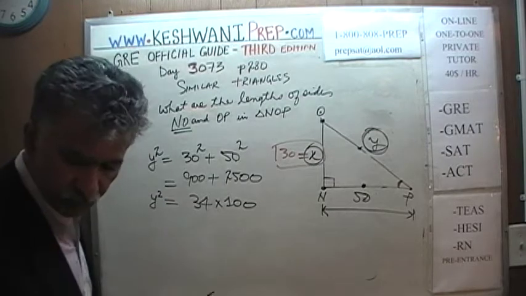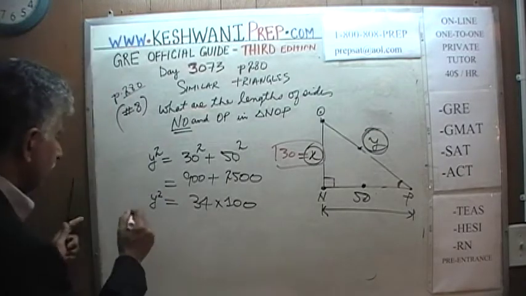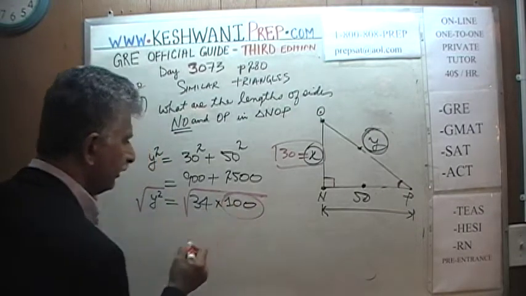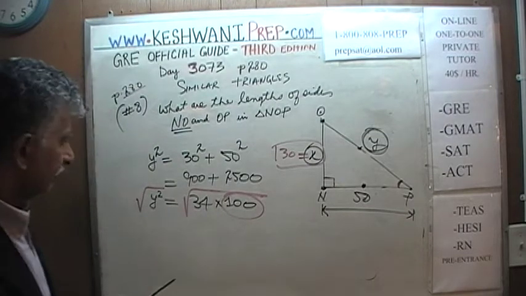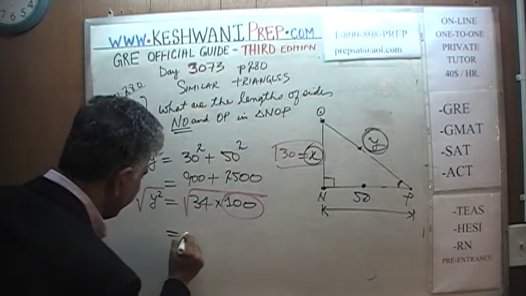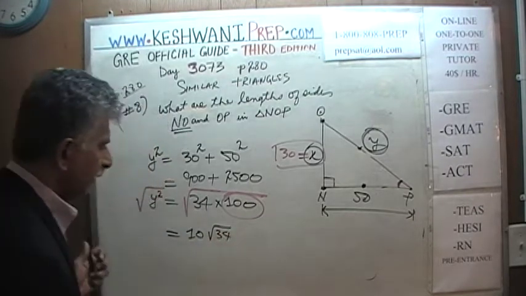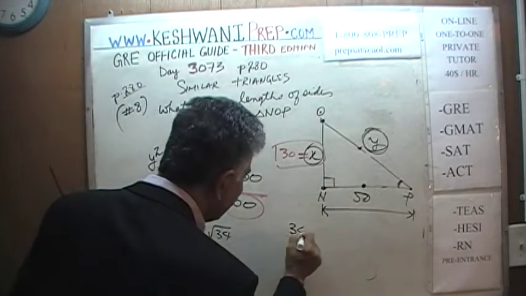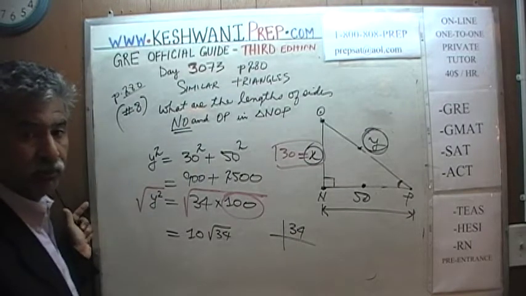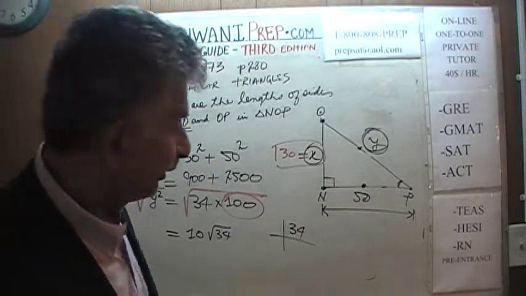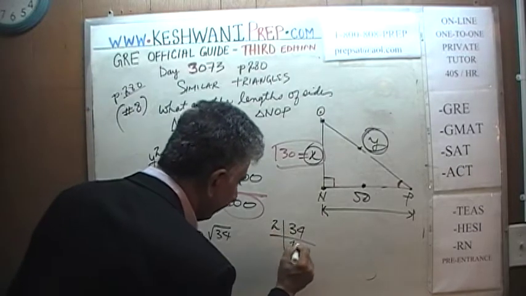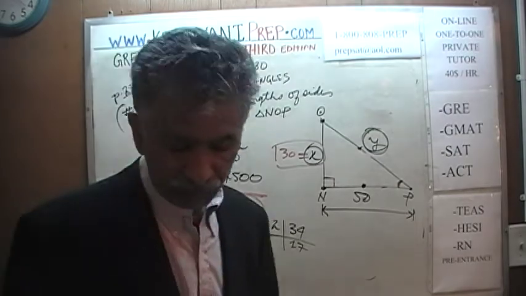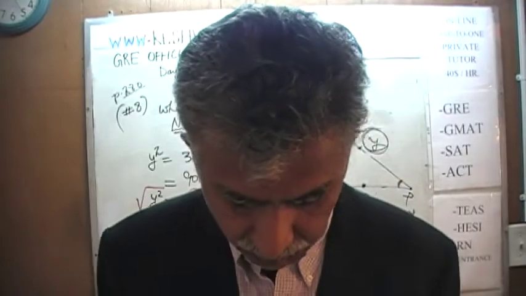We're not interested in finding Y squared. We're interested in finding Y. So let's take the square root of both sides. Now we know the square root of 100 is just 10, so we can bring out the 10 and keep the square root of 34. The square root of 34 will remain, because 34 is a product of two prime factors, just 2 times 17. We cannot take anything outside, and writing that as the square root of 2 times 17 would be silly. It is 10 times the square root of 34.